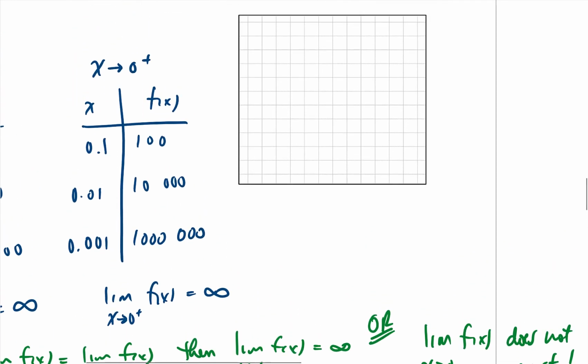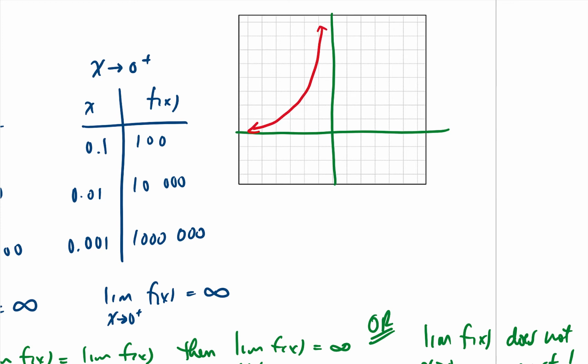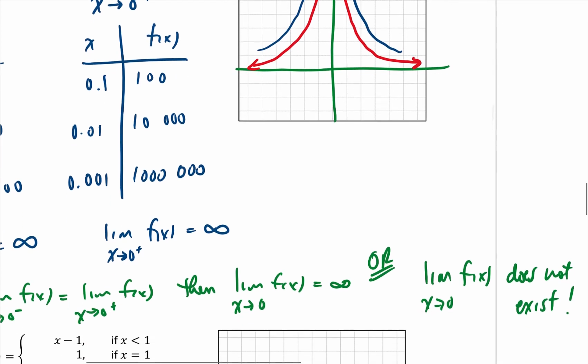So let's take a look at what this graph looks like. This graph looks something like this. This is a discontinuous function at x equals 0. There's a break in the graph, but notice as you approach from the left, we go up to infinity. As we approach x equals 0 from the right, the height of the function approaches infinity.